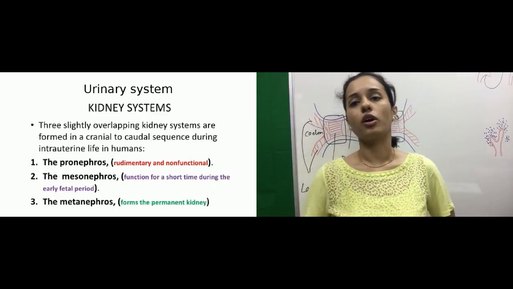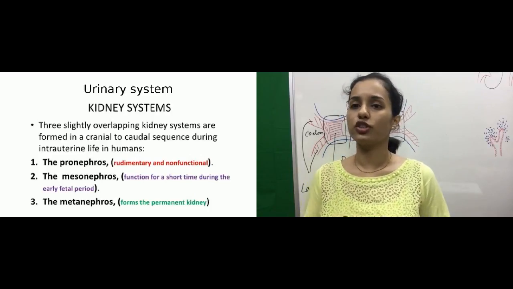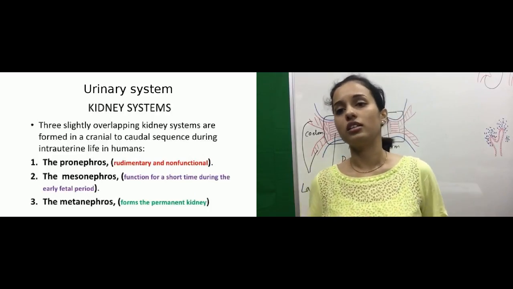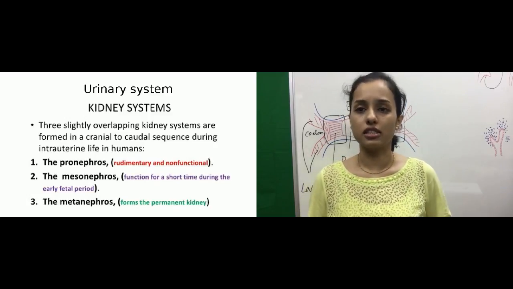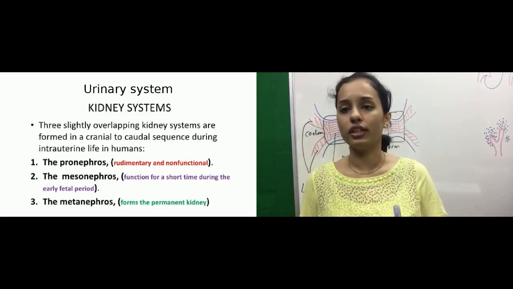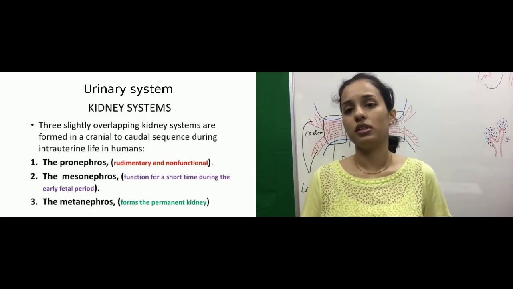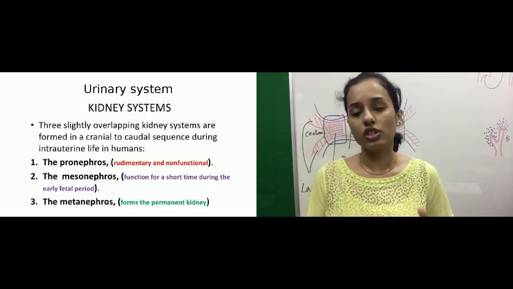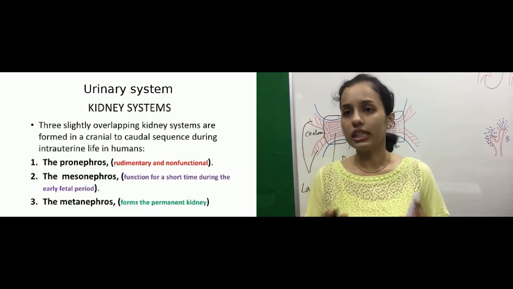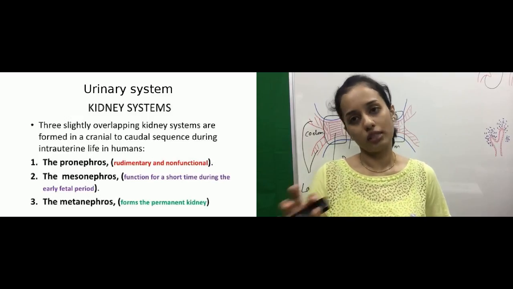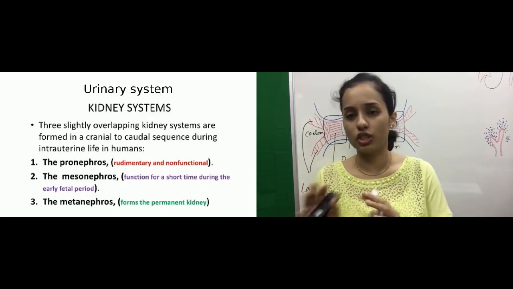Now, first we will talk about the development of kidney. Initially, there will be formation of overlapping three generations of kidney systems. These are overlapping kidney systems which are formed in cranial to caudal sequence. The first to develop in the intermediate mesoderm is called as pronephros. These are cell masses which are a part of the kidney system, but they are totally rudimentary and non-functional. So they are like a vestigial structure.